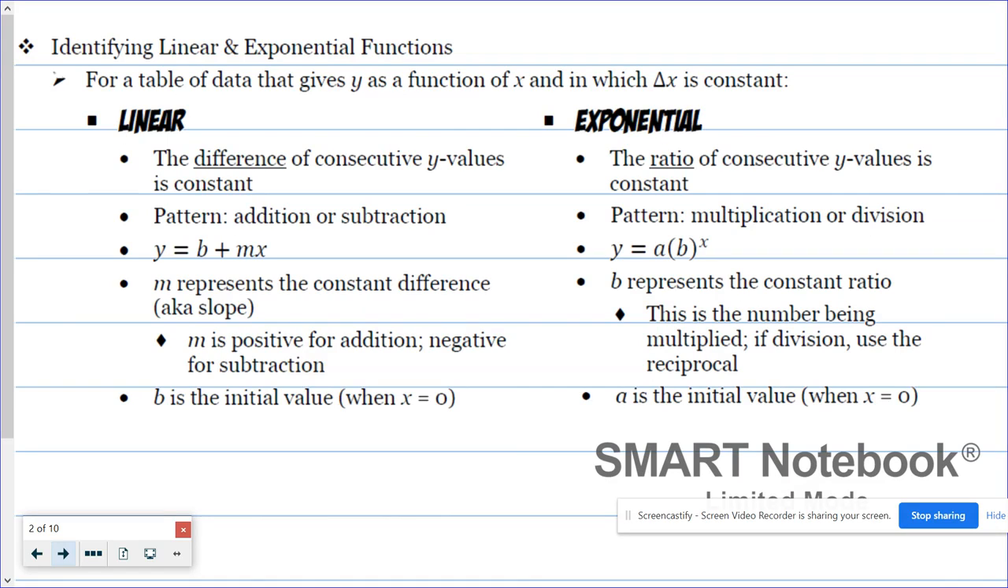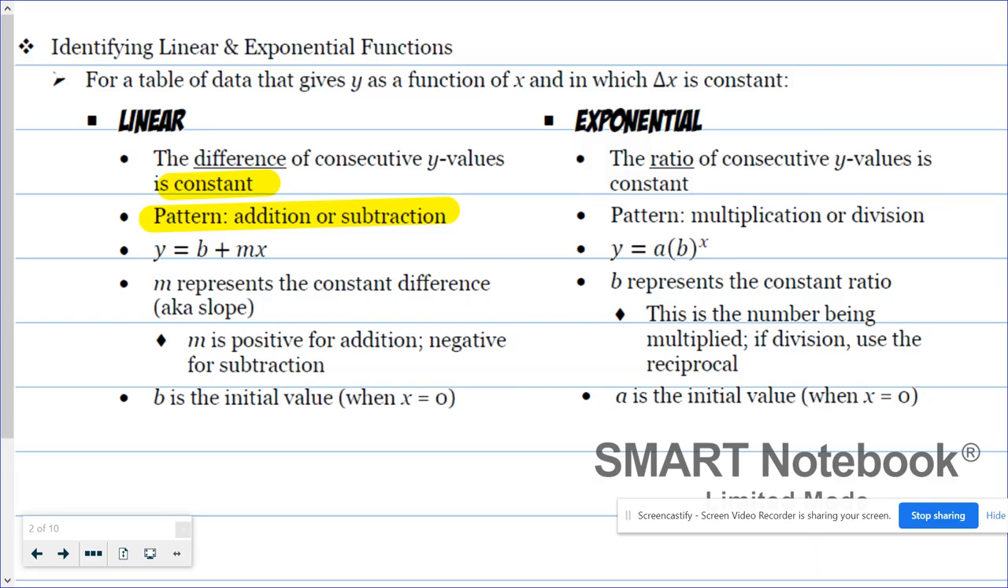So let's talk about linear functions, which we have studied before. In a linear function, the difference of consecutive y values is constant. In fact, we say that linear functions have a constant rate of change. When you look at a table of values, the pattern that you will observe is either addition or subtraction.